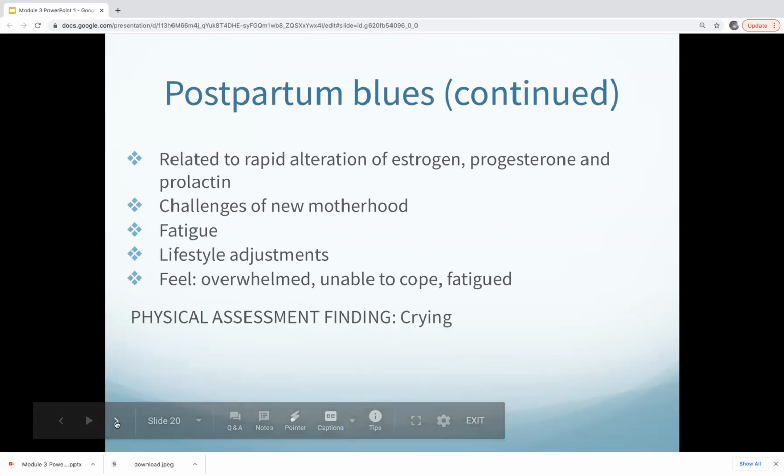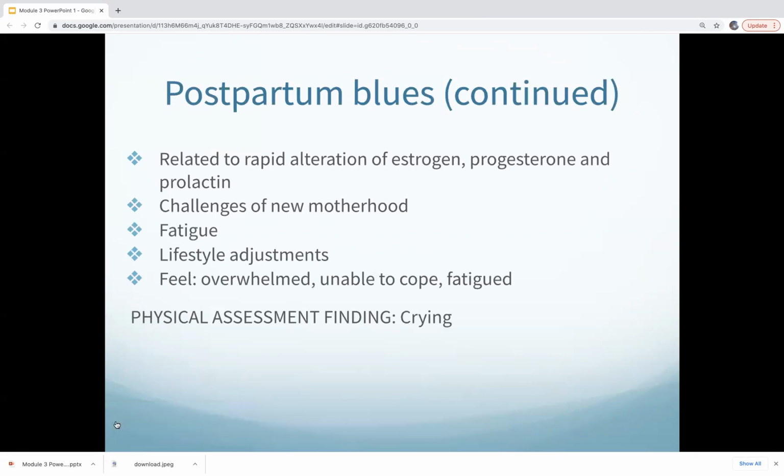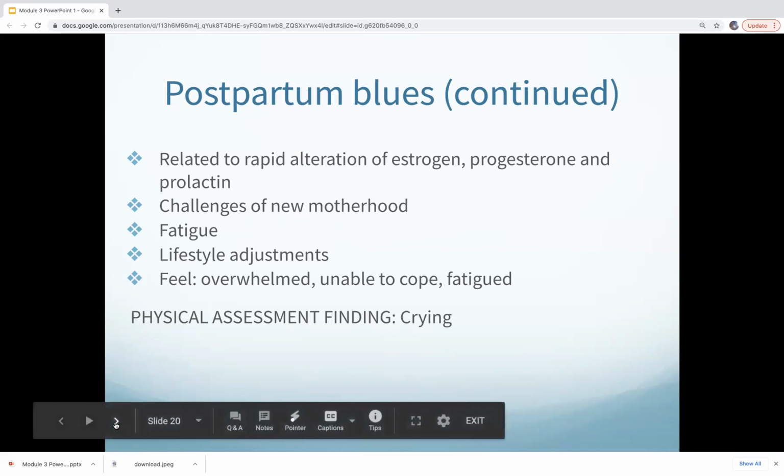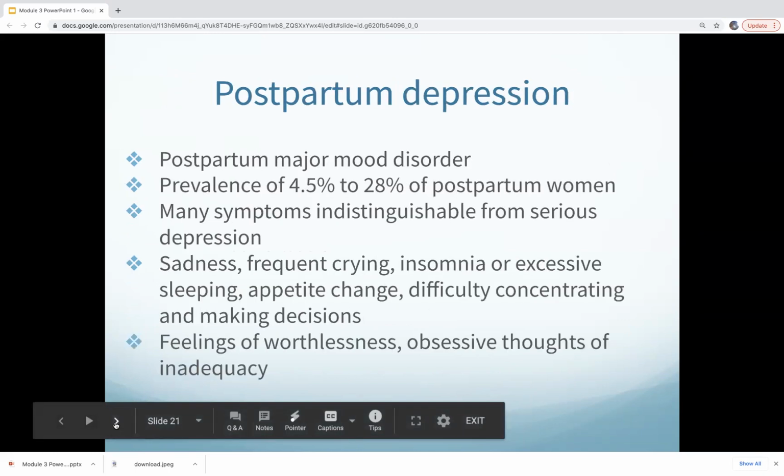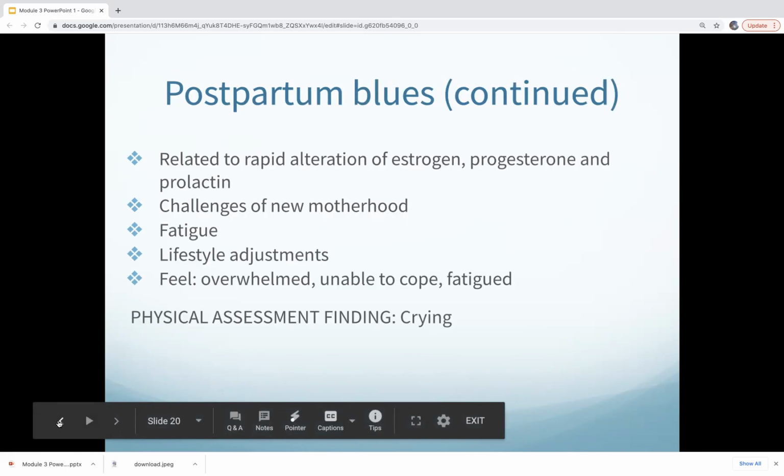Again, it's that rapid change in the hormones, challenges of being a new mom, tired, trying to adjust to this new role, and just feeling overwhelmed, tired, and not able to cope, and just crying and kind of, oh, I'm not a good mom. Postpartum blues, on the other hand, does not last very long.